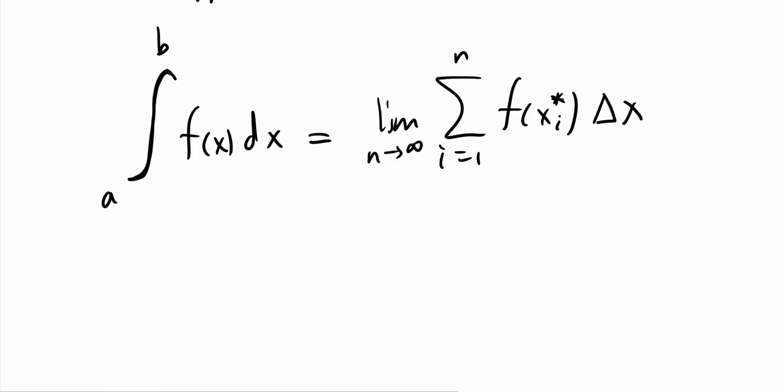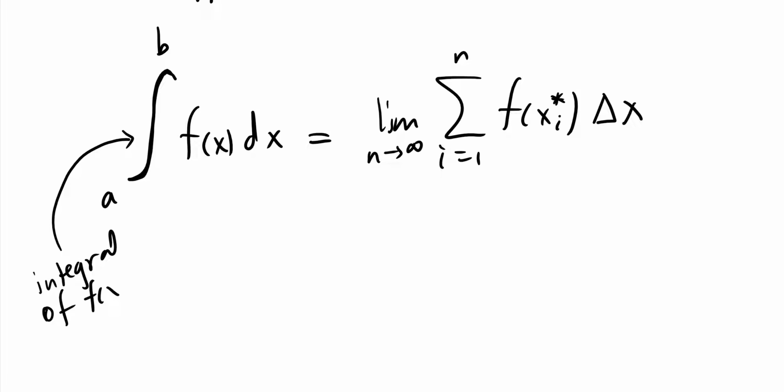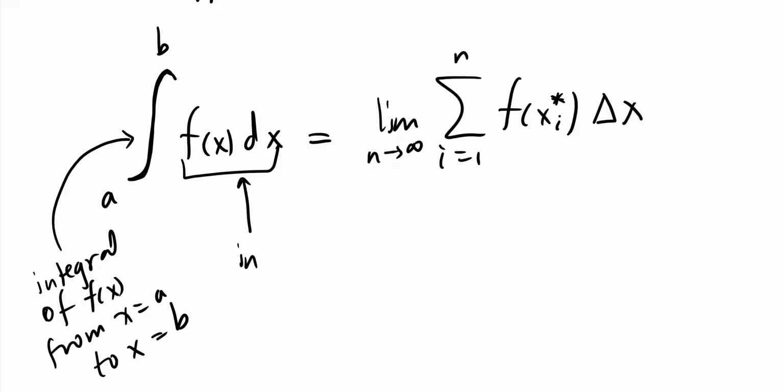So what is this saying? This is read as the integral of f of x from x equals a to x equals b. That's how you read this. This part is called the integrand. a, we call it the lower bound of the integral, and b is the upper bound of the integral.